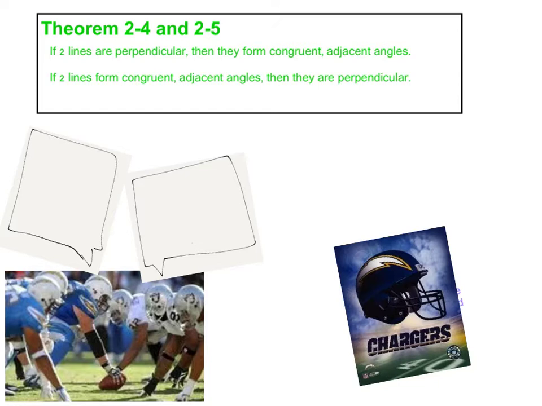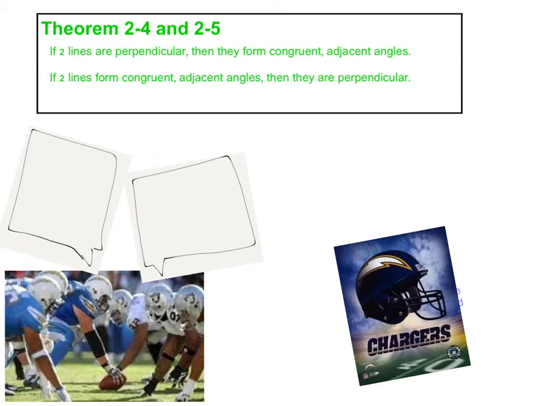In this slide, you're going to learn about two theorems that have a unique relationship, and we'll see if you can figure out what those are. So theorem 2-4 and 2-5, I put them together for a reason. It says if two lines are perpendicular, then they form congruent adjacent angles. Theorem 2-5 says if two lines form congruent adjacent angles, then they are perpendicular.